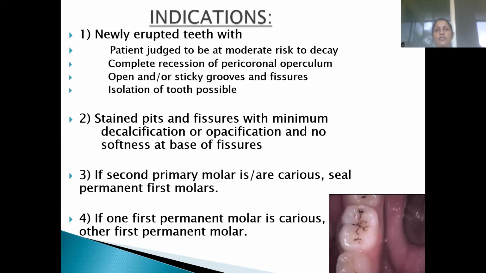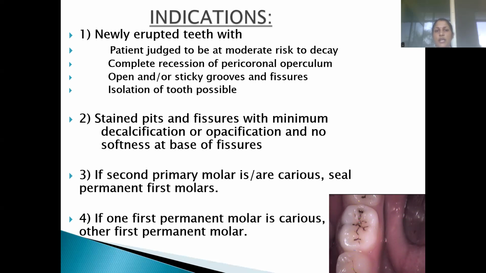Now, what are the indications of pit and fissure sealants? They are mainly indicated in newly erupted teeth with patients judged to be at moderate risk, as I've told, Simonson's class 2 category. Then complete recession of the pericoronal operculum, because there should be proper isolation when applying the pit and fissure sealants. Then open or sticky grooves and fissures. Then, as I've told, the isolation of the tooth should be possible to control the moisture.